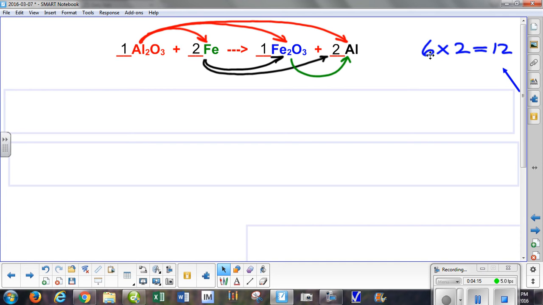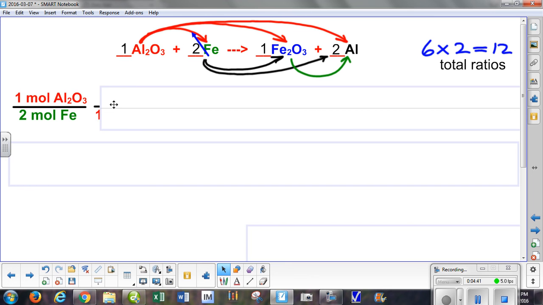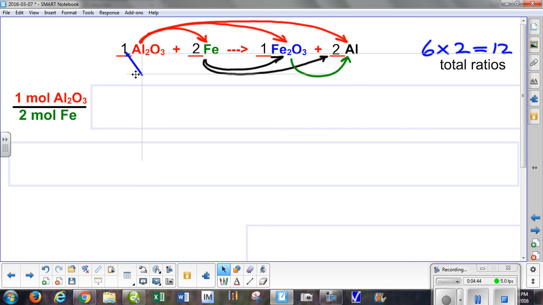And now with my total ratios there, I'm ready to go on and make sure that I get them all. And so I do that in an organized fashion as well. And before we do that, I want to just leave this little tag here so that I remember what it is that I did here. So let's start with the very first arrow, this guy right here. And for that, we're going to have 1 mole of aluminum oxide, 1 comes from the coefficient of aluminum oxide, to 2 moles of iron.